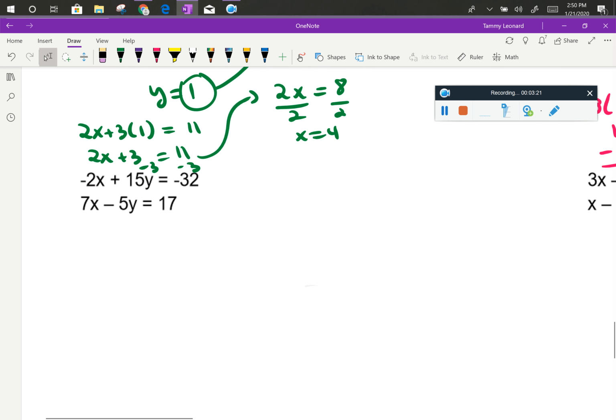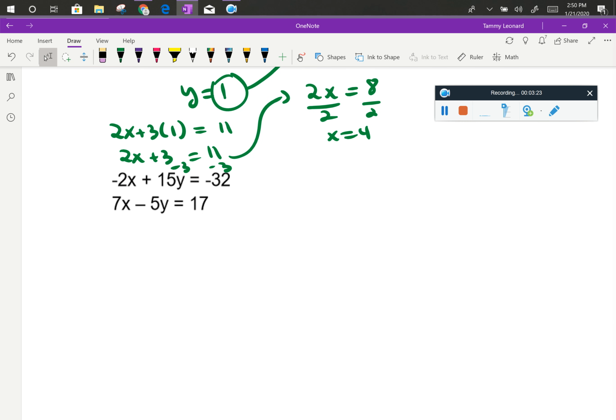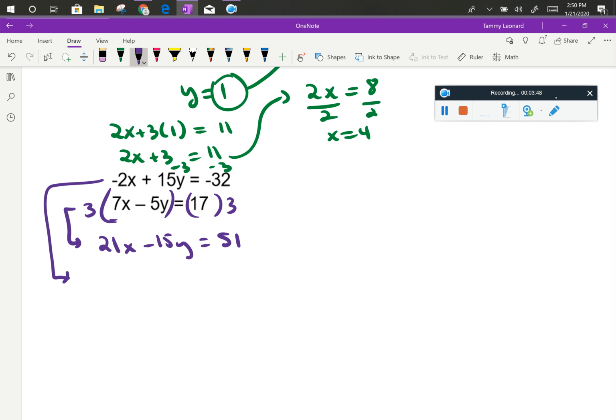In the next problem, I'm looking at 2 and 7 and seeing that though they have opposite signs, they're not easily made to match each other. But 15 and 5 can pretty easily match if we multiply the bottom equation by a +3. They already have opposite signs, so I don't need to change the sign. 21x minus 15y equals, let's see, that's 30 plus 21 or 51. If I rewrite the top equation just so it's close by, I'm now ready to add those two equations together.